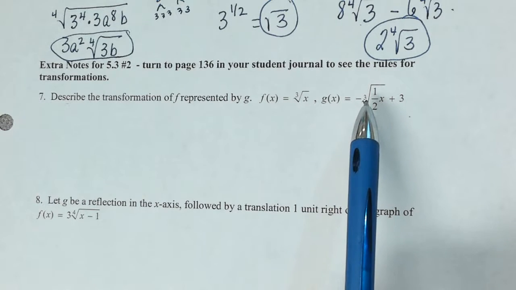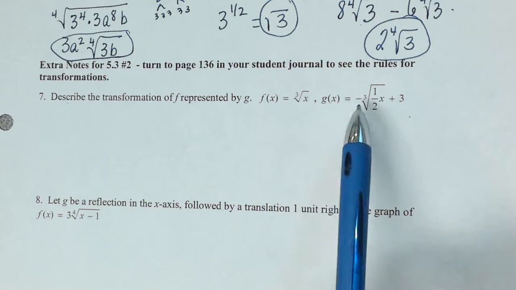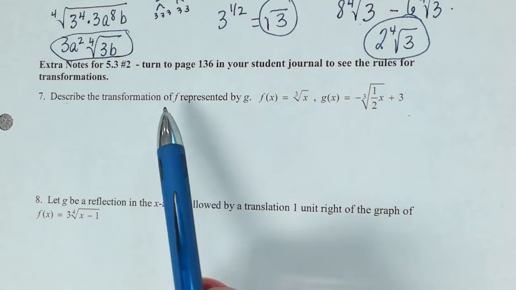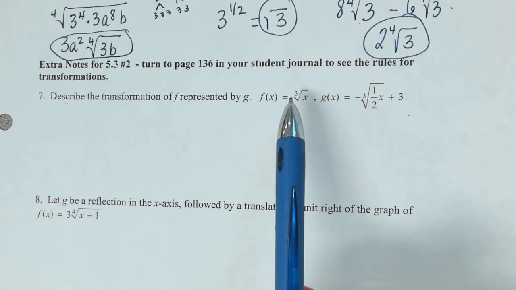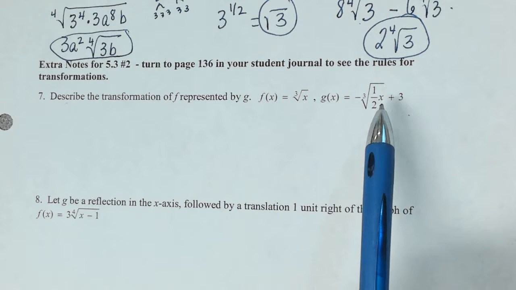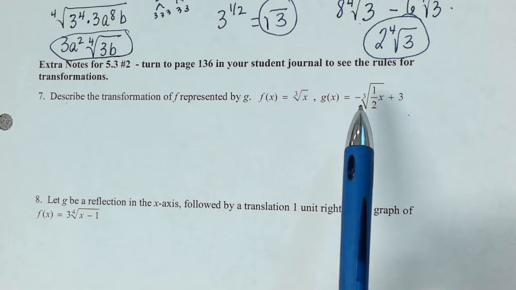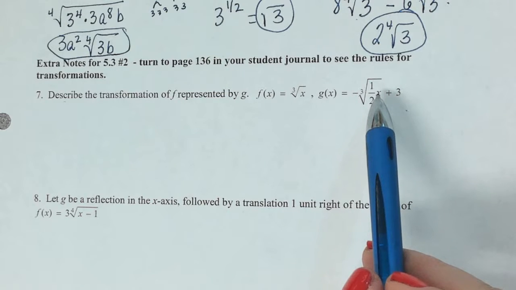Some of your papers may not have this cube root. I forgot to put it on some of them, and then I tried to add it on. So put cube root right there because they have to be the same types of functions. So on this, we're going to describe the transformation that would happen if we start with this and we go to this. For this, we want to think of our order of operations. See, in the other one, we have to make sure we go in the order at which we're told to do it. But in this case, we have to go by our order of operation.